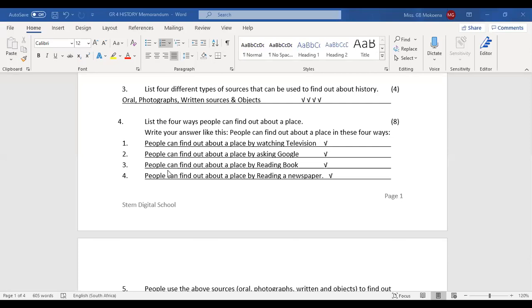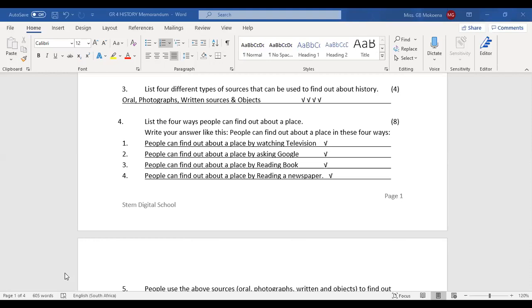Ma'am, I wrote asking people, listening to stories, reading newspapers, or you can Google it. Asking people, reading newspapers, or we can Google it. Nice.